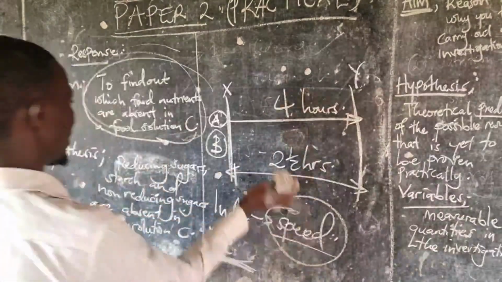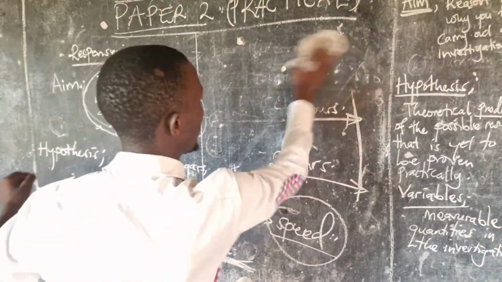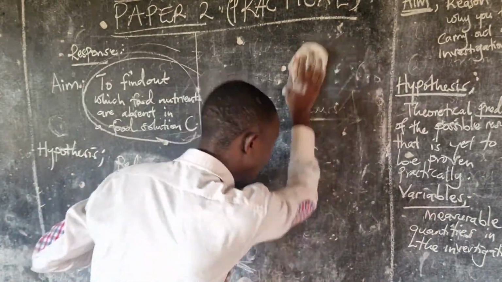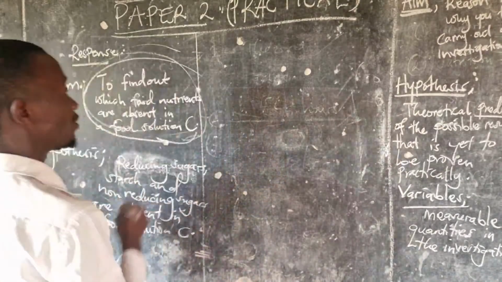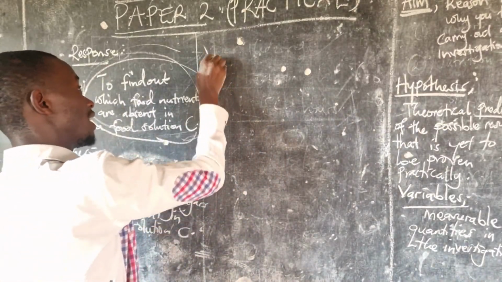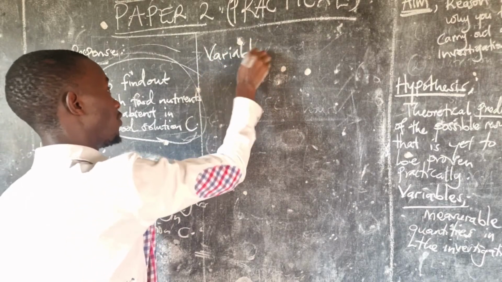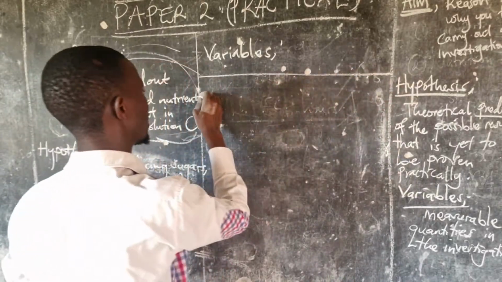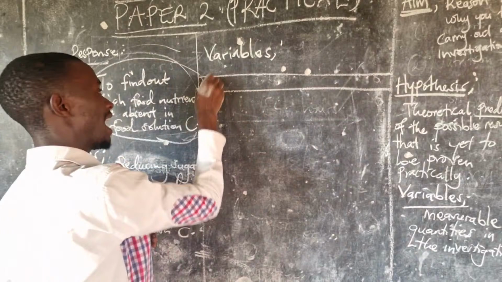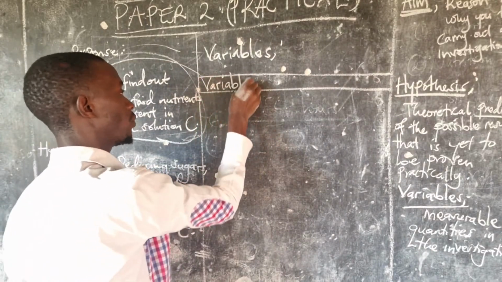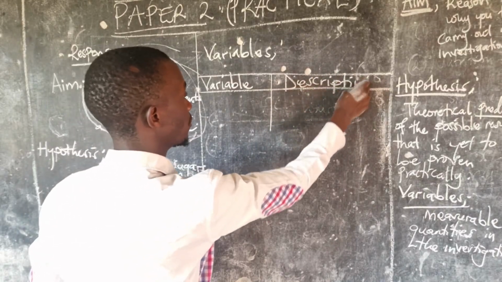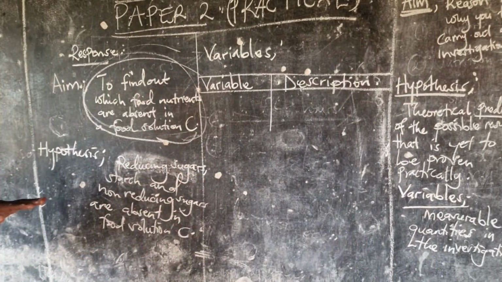And to me, when teaching my learners, I always tell my learners to make a table. That's what I always do. They say variable. I'm now on the stage of variables. So they come down and make a table of this kind. So in the table, they have a variable and the description. I'm showing you how my learners always present the work.